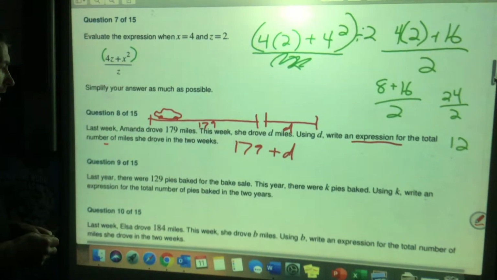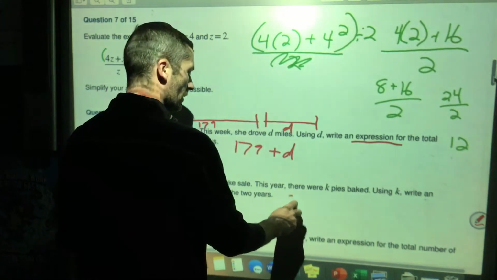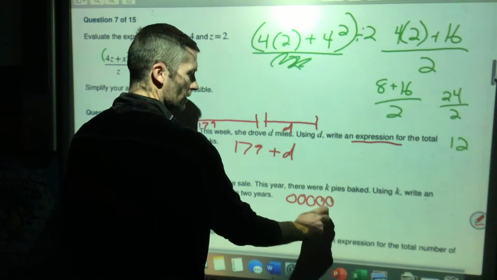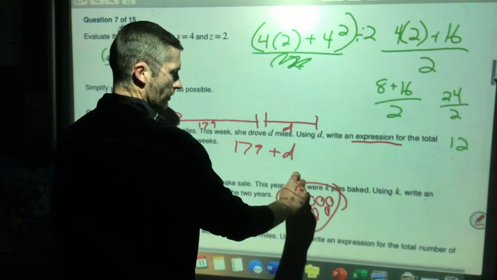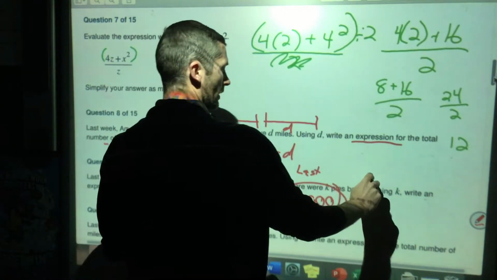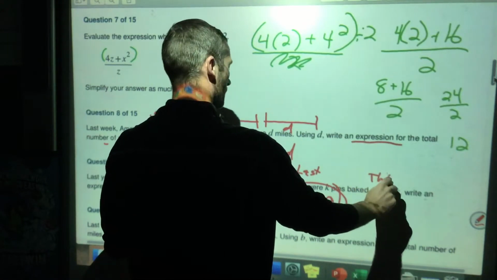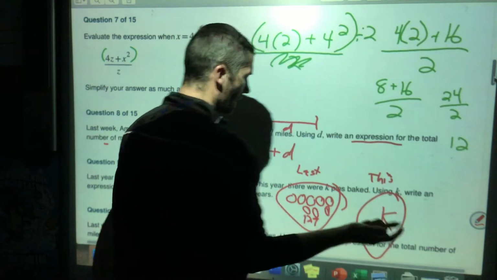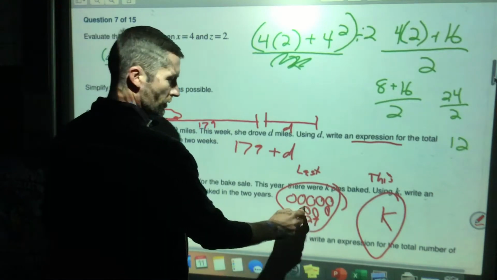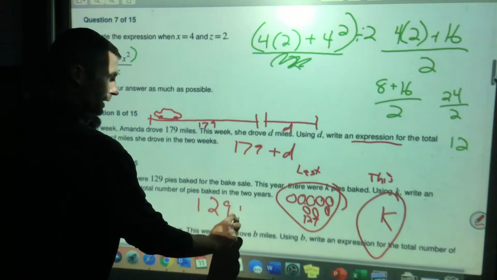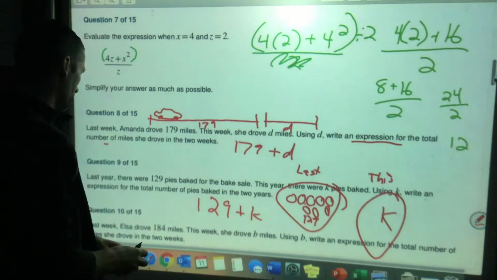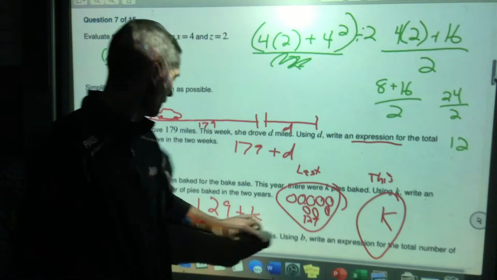Last year there were 129 pies baked for the pie sale. This year k pies were baked. Using k, write an expression for the total number of pies baked. Last year 129 pies, I could draw 129, not going to happen. So we'll say there's 129 here from last year. This year there were k. What's k? I don't know. How much is their total? There's this plus this. So your answer is 129 plus k. Making me hungry.